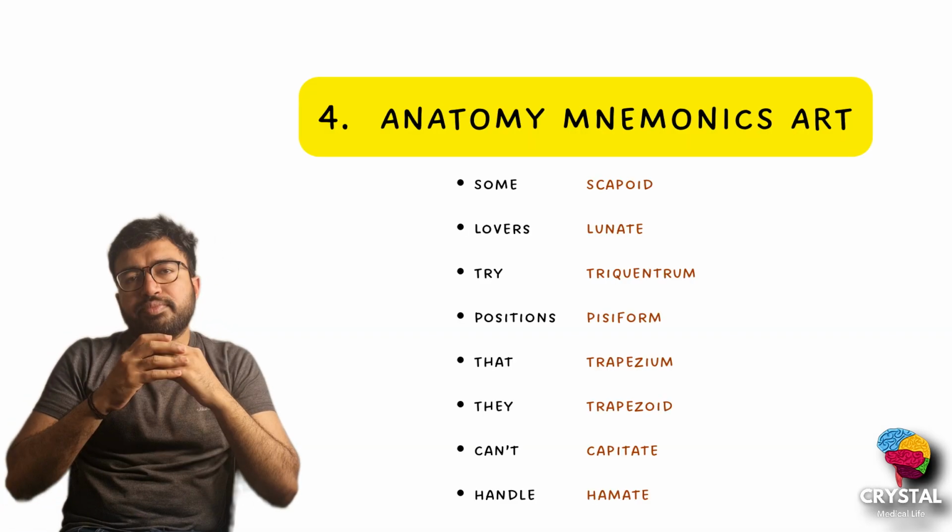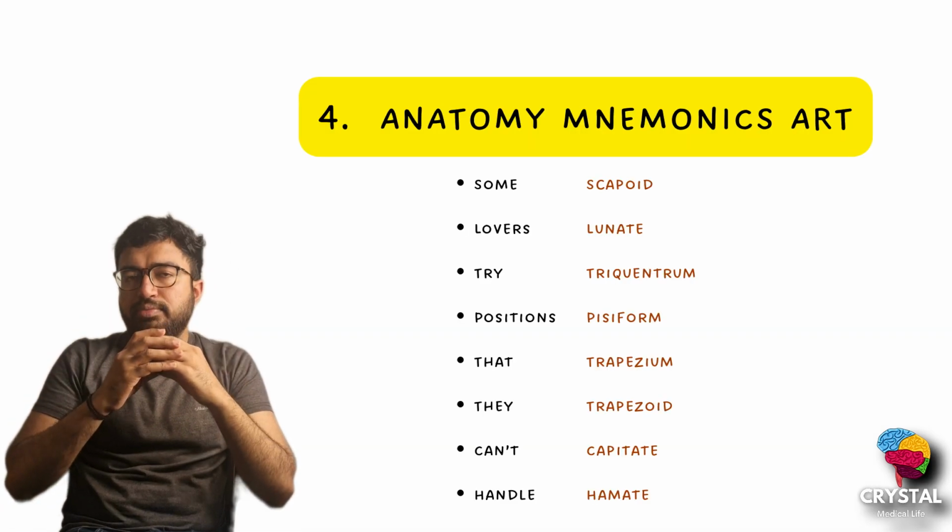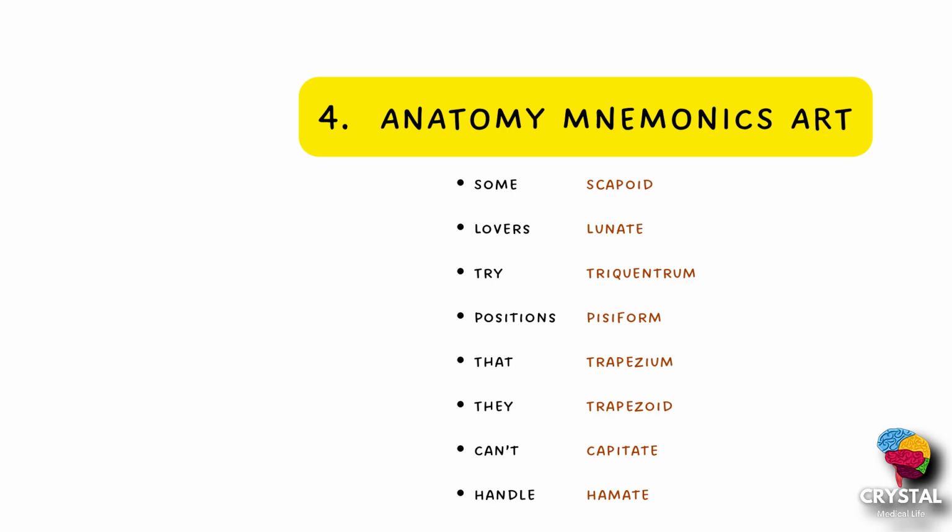Hack number 4, anatomy mnemonic art. Mnemonics are great, but don't stop at words. Turn them into funny art. For example, carpal bones: Some lovers try positions that they can't handle. Instead of just saying it, draw stick figures doing yoga poses for each bone. Or for eye muscles, LR6 SO4. The sillier your art, the stronger the memory.